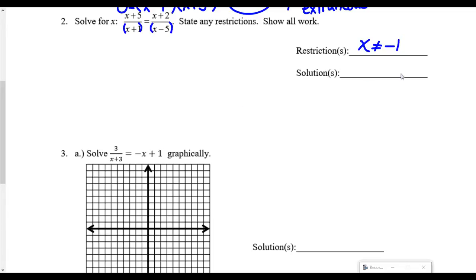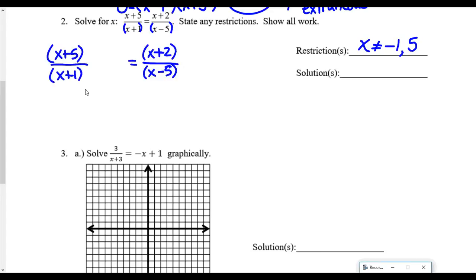X minus 5, when I set that equal to 0, x is not allowed to equal positive 5. So now I would like to set this up by multiplying both sides by the least common denominator. In other words, I'm going to multiply both sides by x plus 1 and x minus 5.